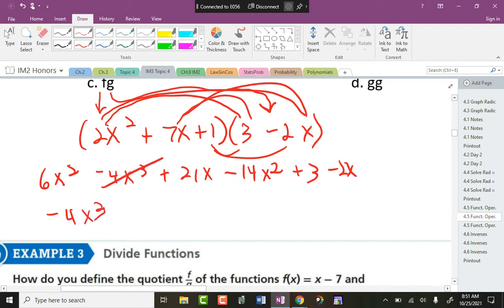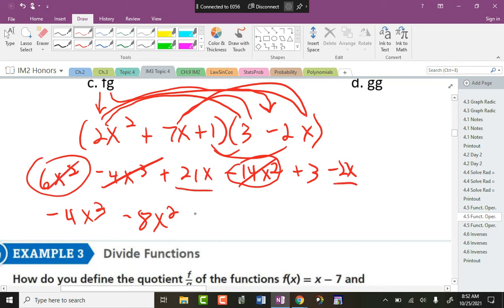Okay, so there's negative 4x to the third. Made that 3 a little bit too large. Get that minus in there, minus 8x squared. I'll underline here because those circles kind of got in the way. Plus 19x. Hopefully I didn't make any mistakes. And then plus 3.